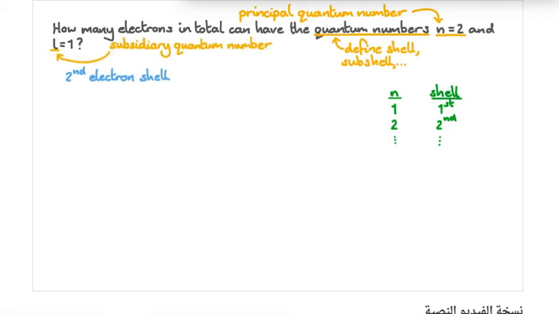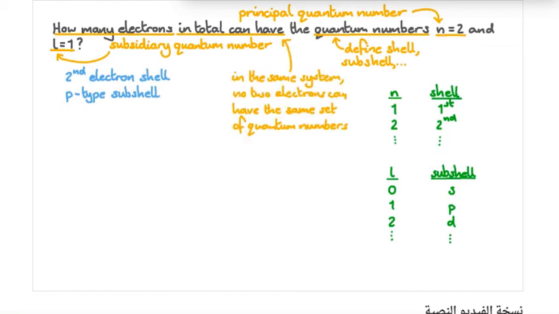l is the symbol used for the subsidiary quantum number, also known as the orbital angular momentum quantum number or the subshell number. Each value of l corresponds with a type of subshell, like an s-type or a p-type subshell. With l equal to 1, we're dealing with a p-type subshell. The question asks us how many electrons in total can have these particular quantum numbers. The key here is that if we're looking at the same atom or ion, no 2 electrons can have exactly the same set of quantum numbers.